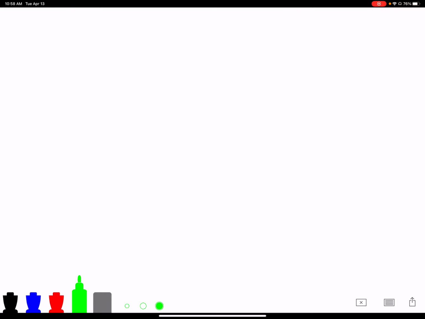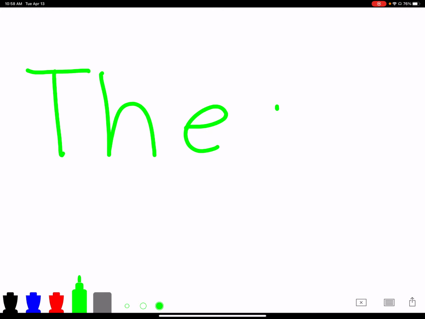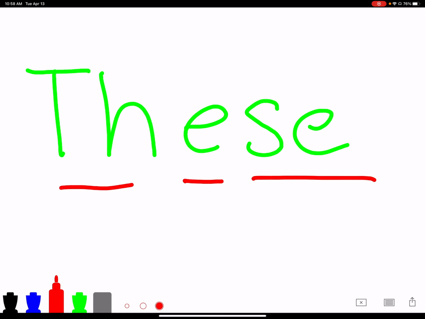Our next spelling word is going to be these. These. Look at these cool toys. These. And I'll give you a hint on the word these. It does have one of the digraphs we studied. These. Now think, what digraph makes the th sound? Th, e, s, these.